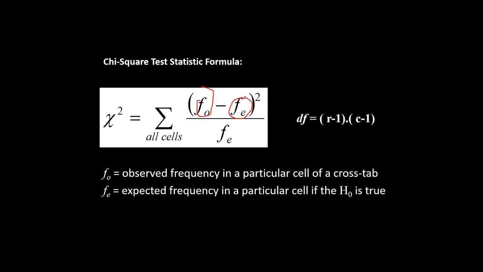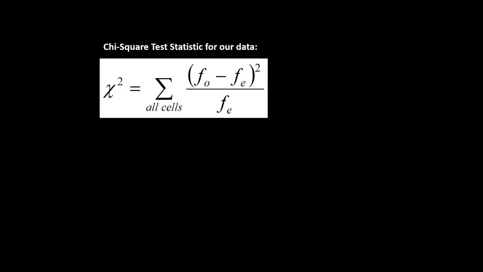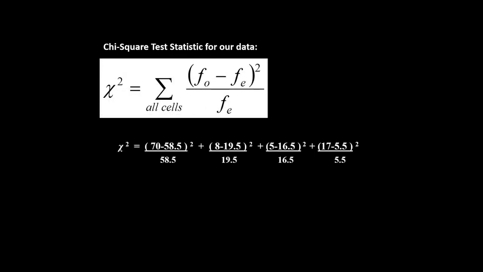So you already know this one. FO is observed frequencies and FE is expected frequencies when the null hypothesis is true. Next step is we go ahead and calculate our test statistic. So the test statistic is 41.103. And then the next step, we compare this number, our test statistic, with our critical value.